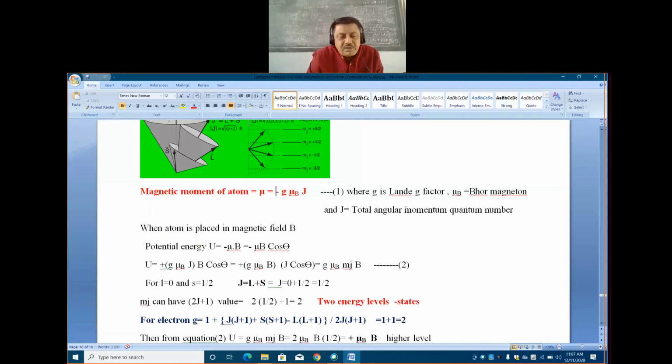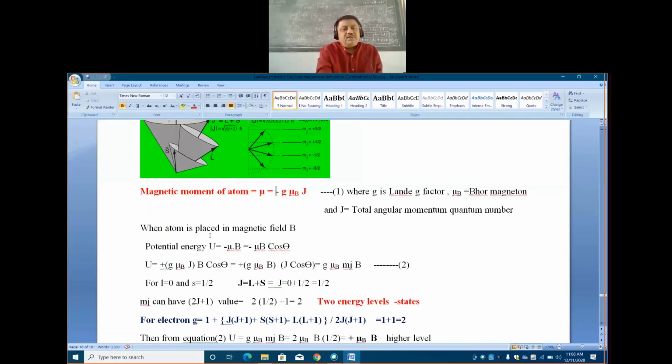When an atom is placed in a magnetic field, splitting of spectral lines takes place. That is given by G, that is Landé splitting factor or Landé G factor. Mu B is Bohr magneton. J is what we have seen, L plus S, that is total angular momentum quantum number, which is L orbital quantum number plus S spin quantum number is J. Therefore, magnetic moment mu is equal to minus G mu B J.